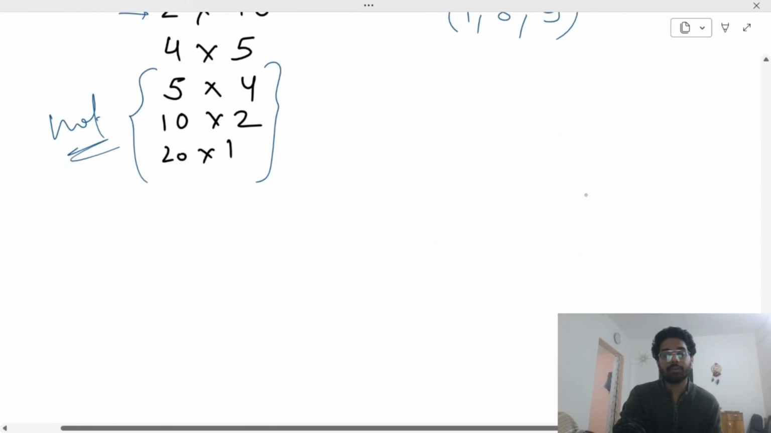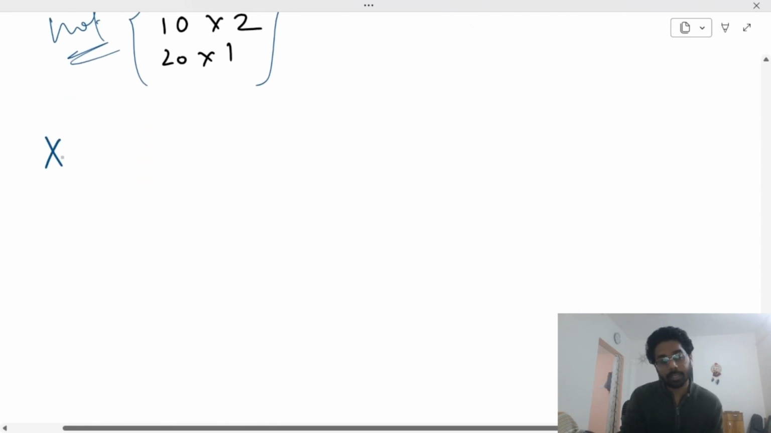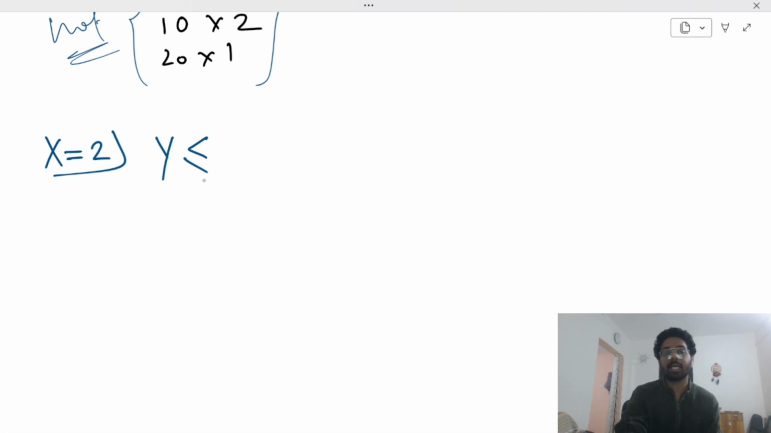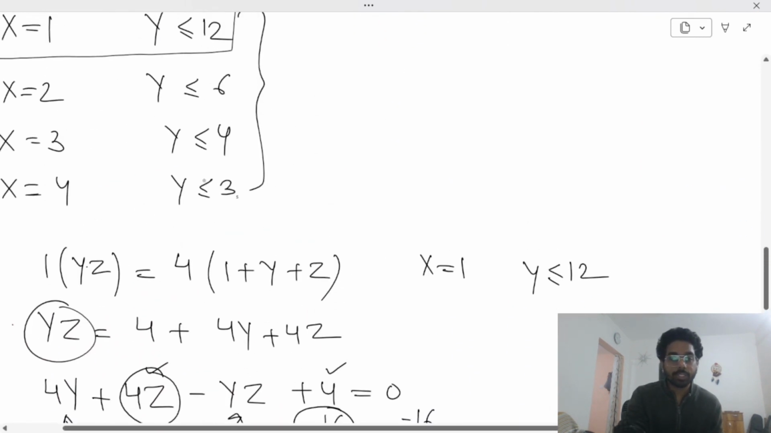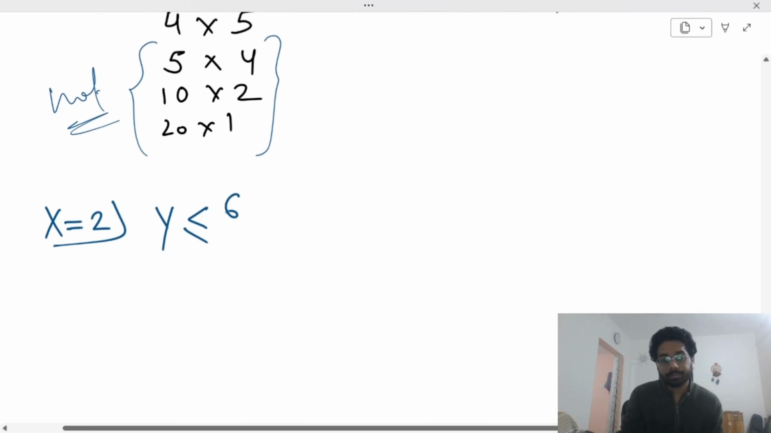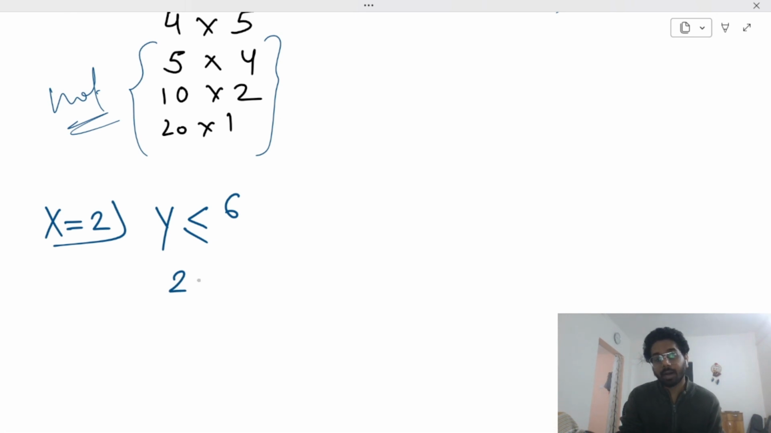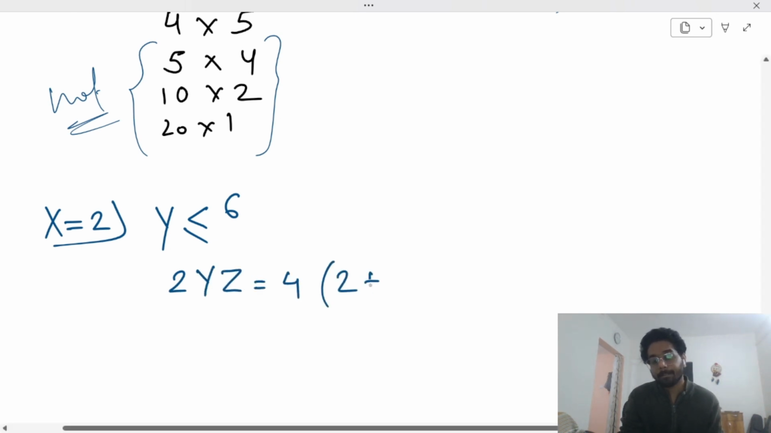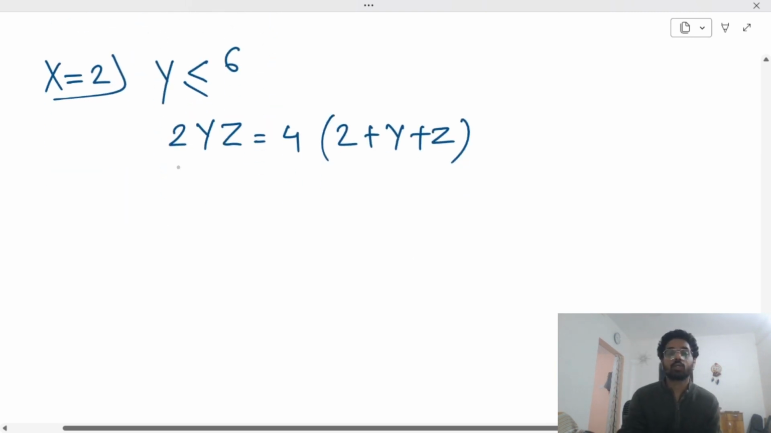So over here, if x is equal to 2, all right. If x is equal to 2, we have to make sure that y is less than or equal to, so let's check over here, y needs to be less than or equal to 6. Okay. Now, if x is equal to 2, so 2 into y into z is equal to 4 times x plus y plus z. Here x is kept fixed as 2. So 2 and 4 got cancelled.